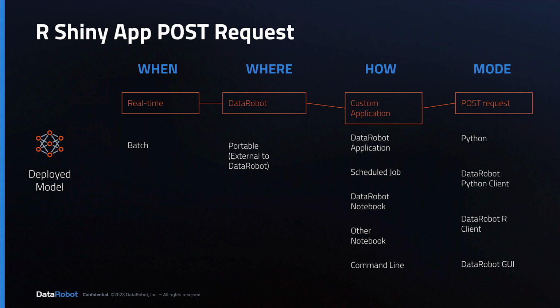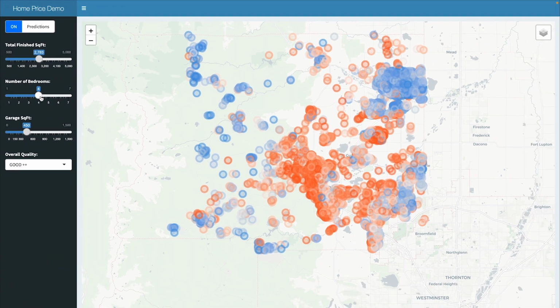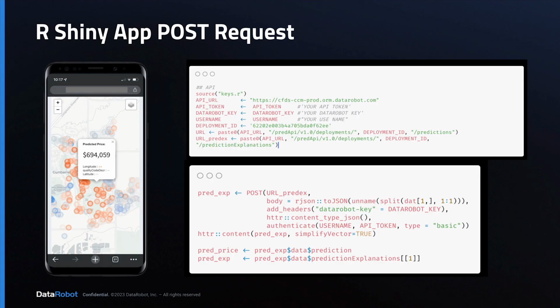Most organizations have custom applications for interacting with machine learning models. Frameworks such as Streamlit or Shiny are popular among data scientists. This Shiny app takes user inputs and then sends a prediction request to the real-time API. The code snippets seen here are the only additions needed to the Shiny application for it to communicate with the DataRobot deployment.